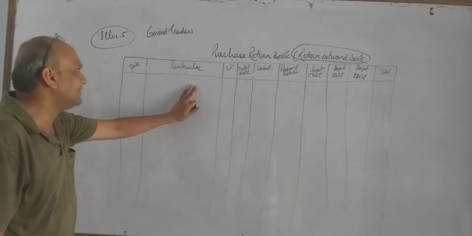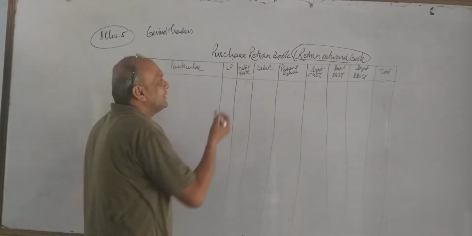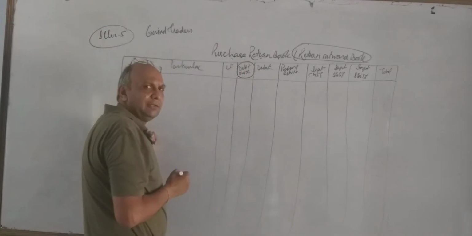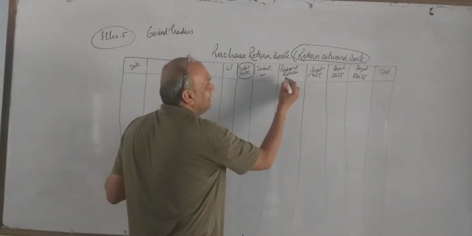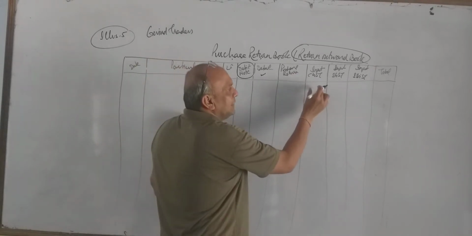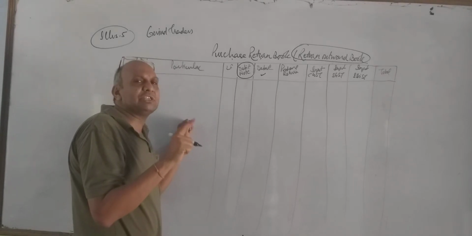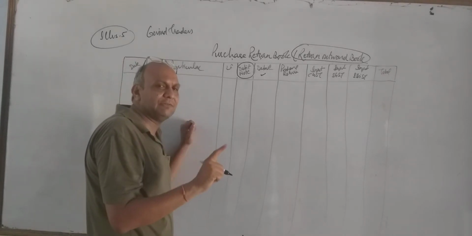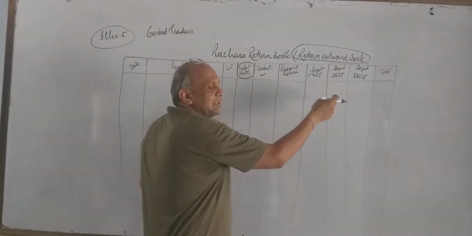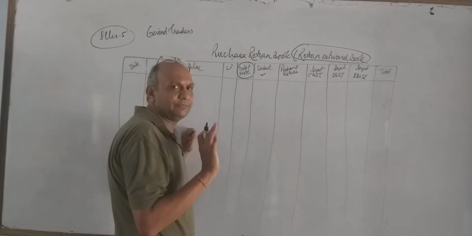This is the format: date, particular, LF, ledger folio, debit note. What is debit note? I will explain in detail with the theory. Then detail, addition and subtraction, purchase return amount, input CGST. At the time of purchase, this input CGST and input SGST were there. The same columns will be here also. And if the transaction is with another state, it will be input IGST and total.